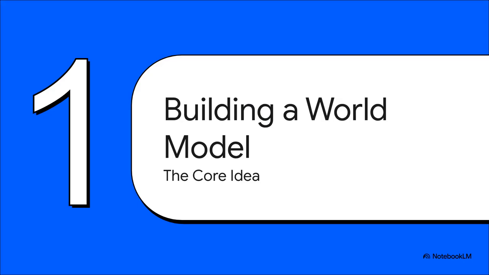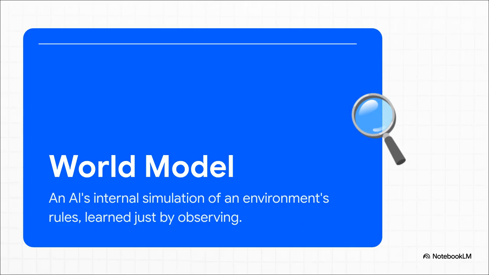Okay, first things first, we've got to start with the biggest piece of the puzzle, and it's right there in the name, world model. Seriously, this is the core idea of the whole paper. So what is a world model? Well, put simply, it's like an internal simulation, a little universe that the AI builds for itself. It actually learns the rules of its environment. You know, things like gravity, how a ball bounces, all by itself, just by watching.